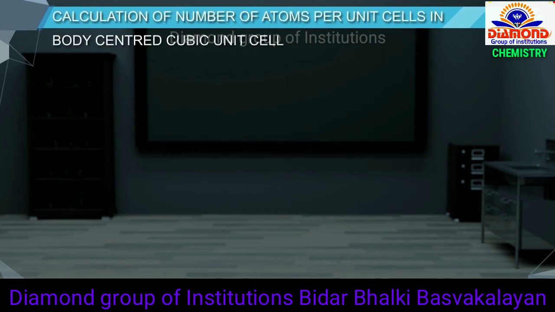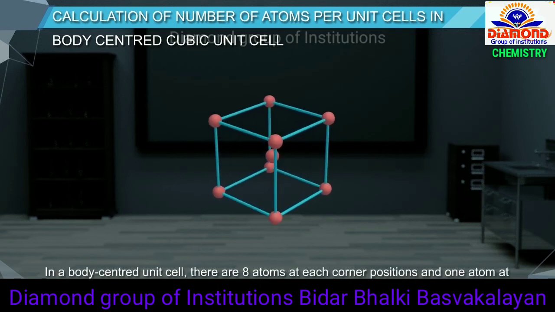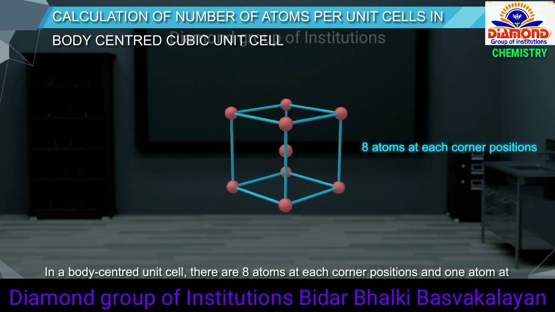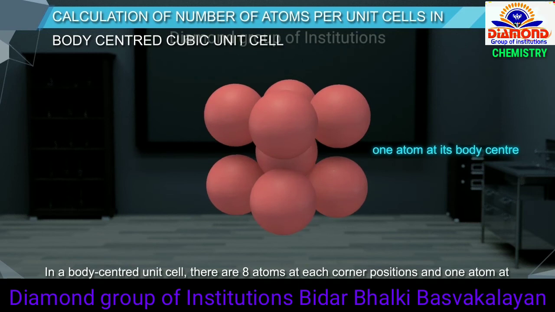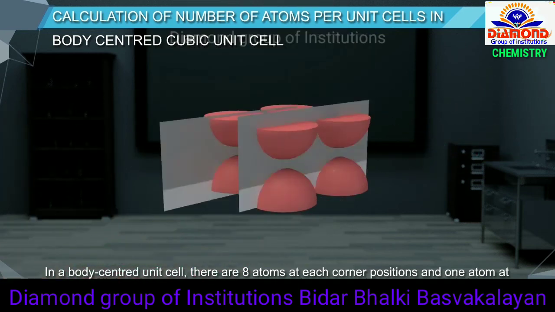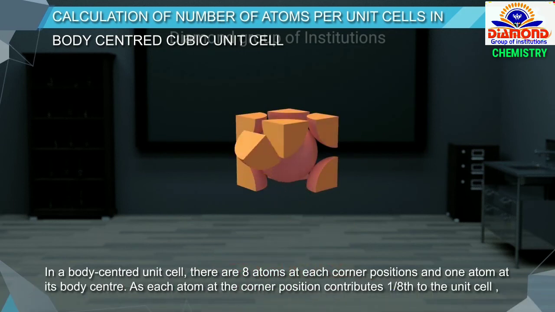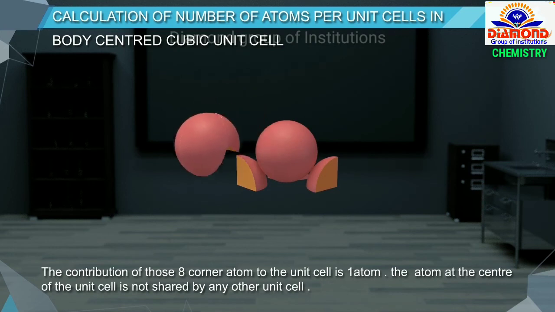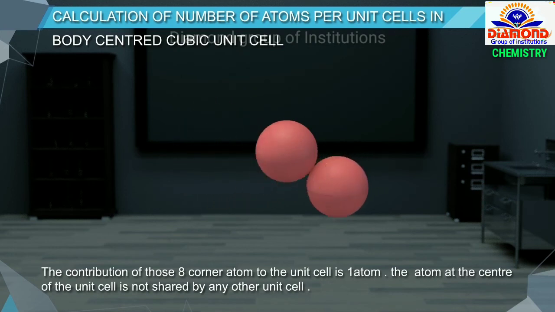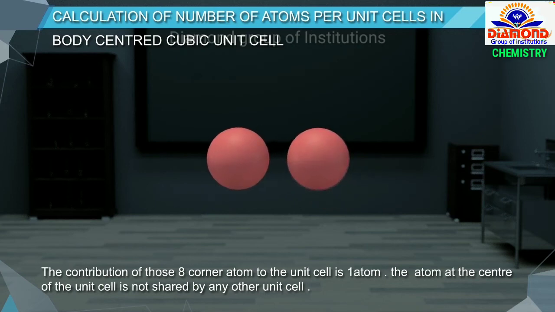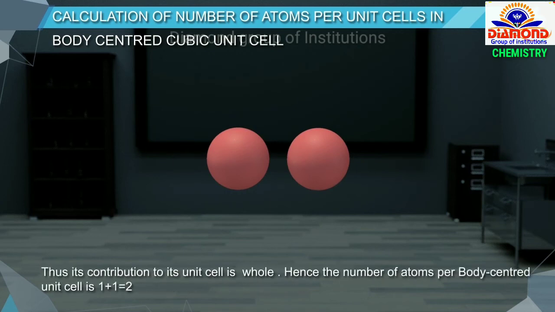Calculation of number of atoms per unit cell in body-centered cubic unit cell. In a body-centered unit cell, there are 8 atoms at the corner positions and 1 atom at its body center. As each atom at the corner position contributes 1/8 to the unit cell, the contribution of those 8 corner atoms to the unit cell is 1 atom. The atom at the center of the unit cell is not shared by any other unit cell. Thus, its contribution to its unit cell is whole. Hence, the number of atoms per body-centered unit cell is 1 plus 1, which is equal to 2.